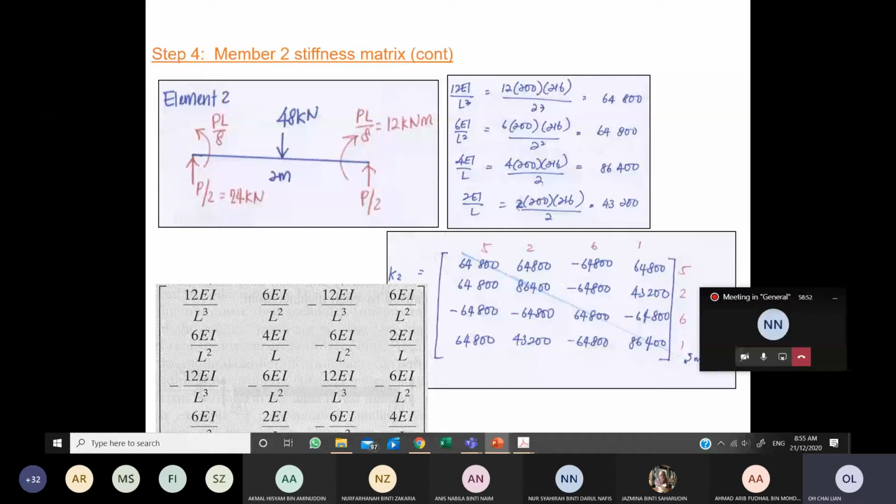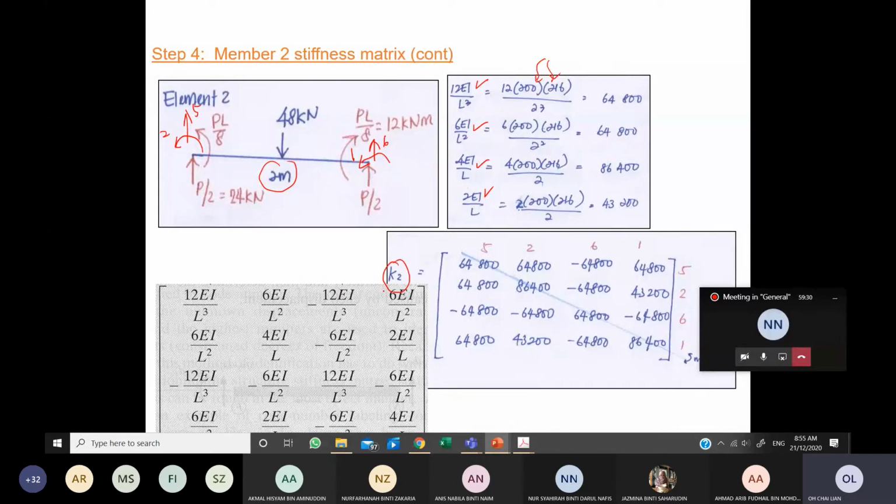Okay, member 2, this numbering is 5, this is 2, and the numbering of the DOF, this is 6, and this is 1. Now the inputs are different because you have a length of 2 meters. So you need to repeat calculating this 12 EI over L cubed, 6 EI, 4 EI, 2 EI. And if the EI is different from element 2, you need to adjust the EI as well. Once you get this, you plug it into this template.